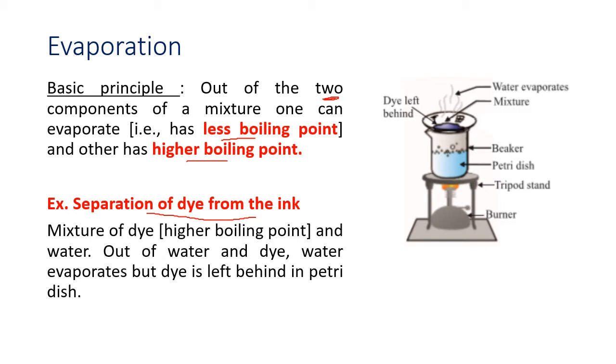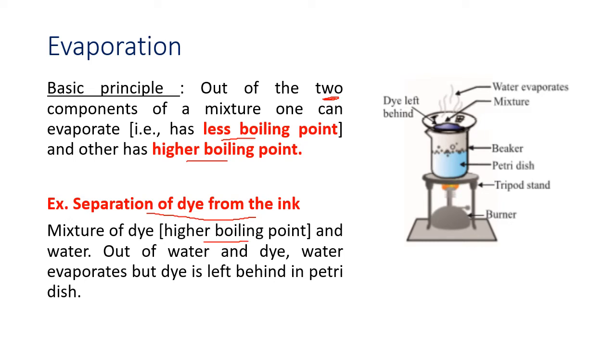Now you must have done this in previous lectures or previous years, for example, sea water or say salt water. What happens with salt water? When you boil the water, then the water will evaporate. Why? Because it has a low boiling point. So water will evaporate, and what will remain behind is the salt. But here we are going to look at a different separation, the dye from the ink. Now look here, the dye in the mixture has a higher boiling point.